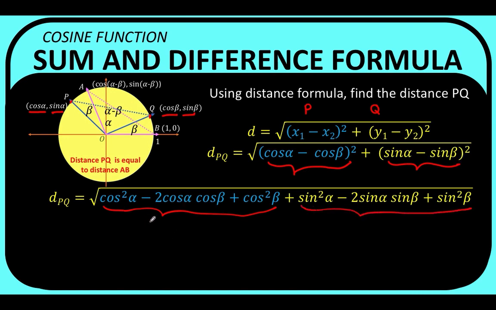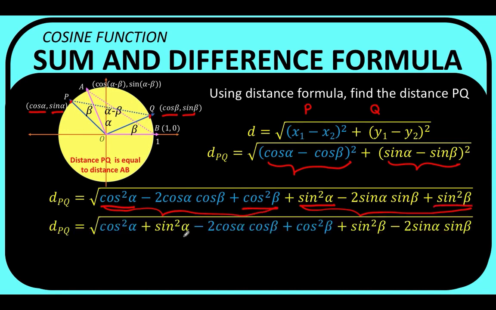Then from these results, notice that you have cosine squared alpha here, and you have here sine squared alpha. And we know from trigonometric identity that cosine squared of an angle plus sine squared of the same angle is equal to 1. We also have here cosine squared beta and sine squared beta, which is also equal to 1. So let's group together all those values that are equal to 1. So this part here is equal to 1, and this part here also is equal to 1.